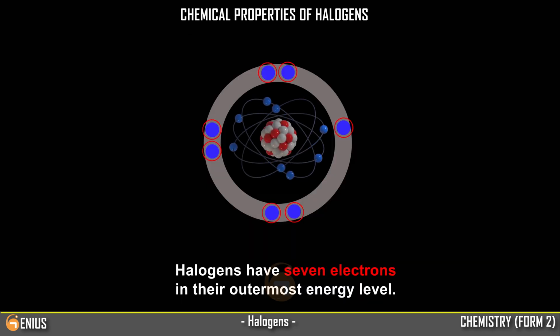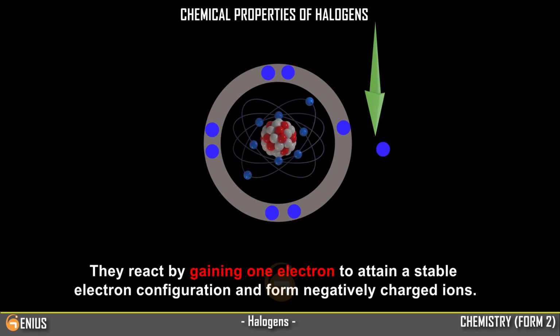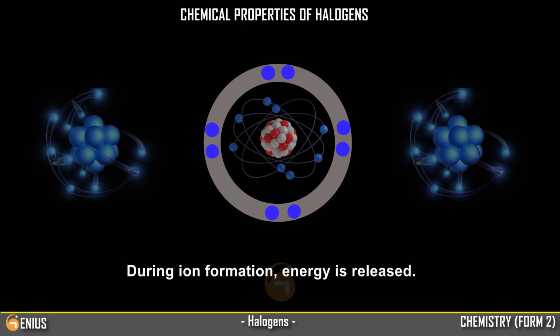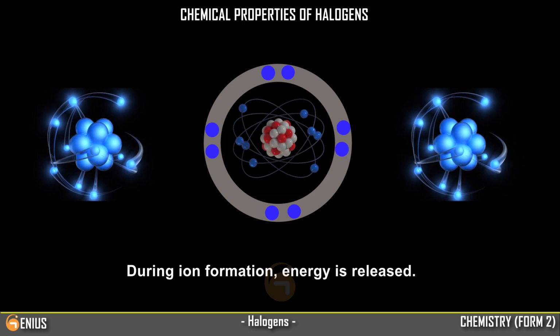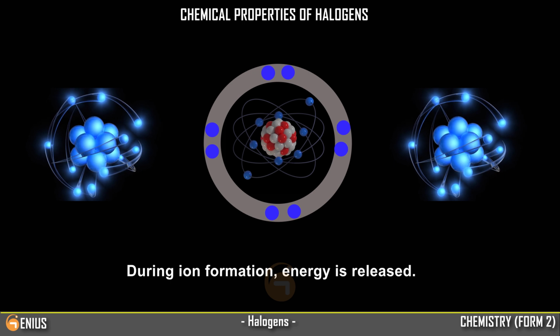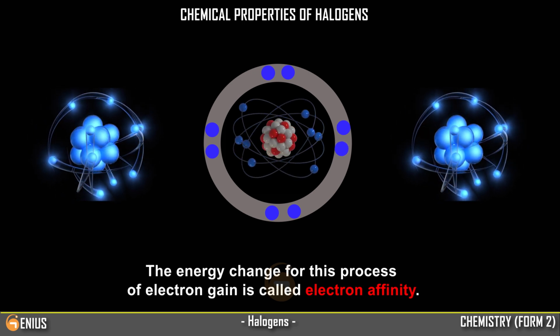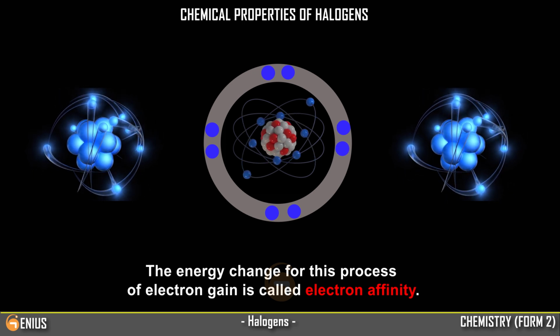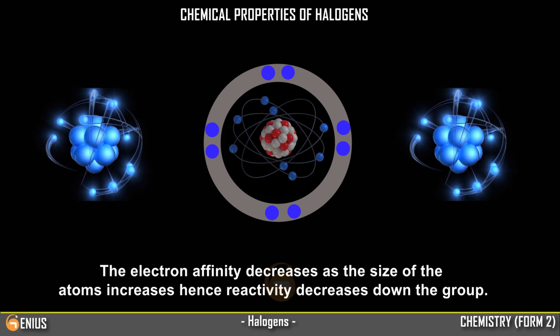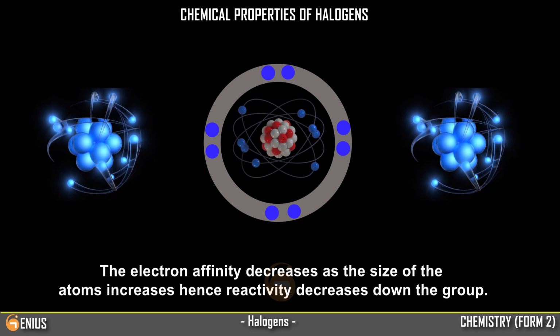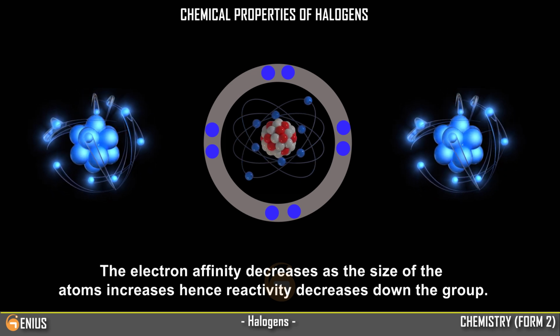Halogens have 7 electrons in their outermost energy level. They react by gaining 1 electron to attain a stable electron configuration and form negatively charged ions. During ion formation, energy is released. The energy change for this process of electron gain is called electron affinity. The electron affinity decreases as the size of the atoms increases, hence reactivity decreases down the group.